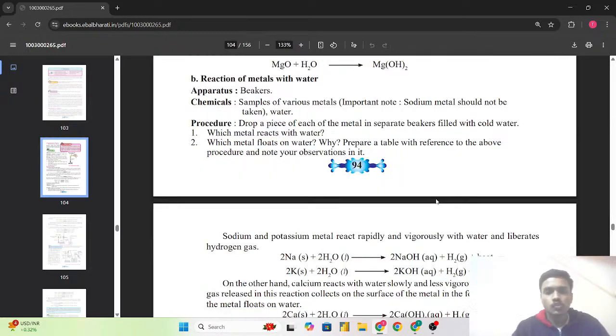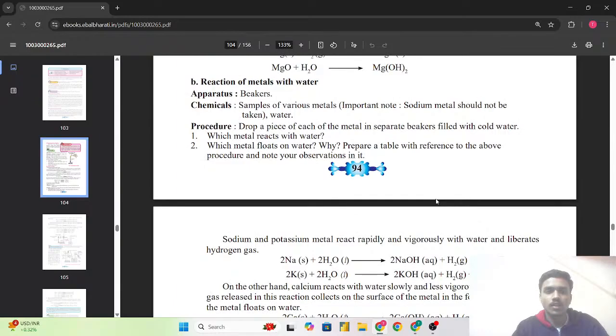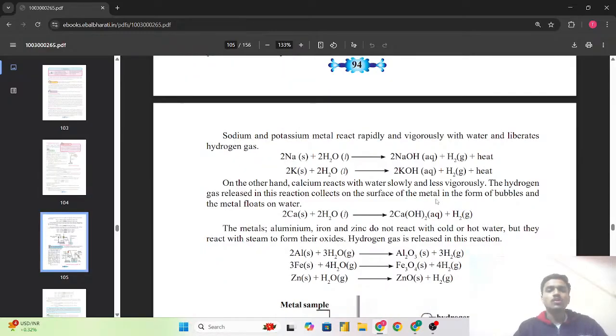The procedure is: drop a piece of each metal in separate beakers filled with cold water. Which metal reacts with the water? Which metal floats on the water? Why? We have to prepare a reference table for this procedure and observe. Sodium and potassium metals react rapidly and vigorously with water and liberate hydrogen gas. So, after performing this activity, we see that sodium and potassium are the two metals that react rapidly and vigorously with water and suddenly liberate hydrogen gas.